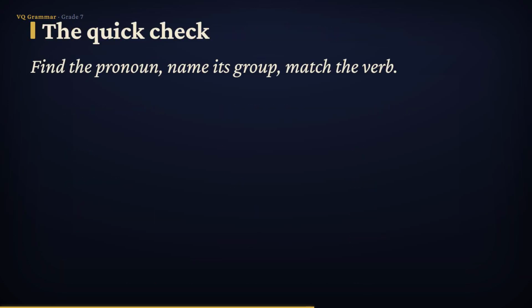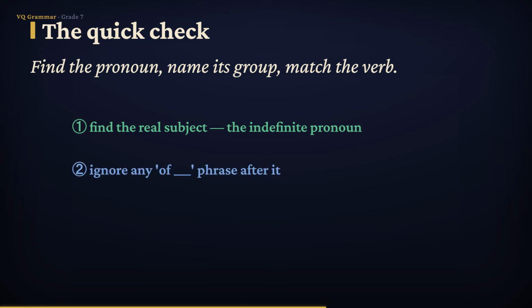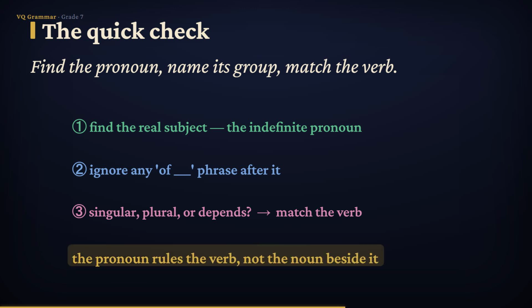Let's boil it into a quick check you can run on any sentence. Step 1. Find the real subject, the indefinite pronoun. Step 2. Ignore any of phrase sitting after it. That noun is a distraction. Step 3. Decide the group. Is the pronoun always singular, always plural, or does it depend on the noun? Then match your verb to that. Remember, the pronoun rules the verb, not the noun standing next to it.